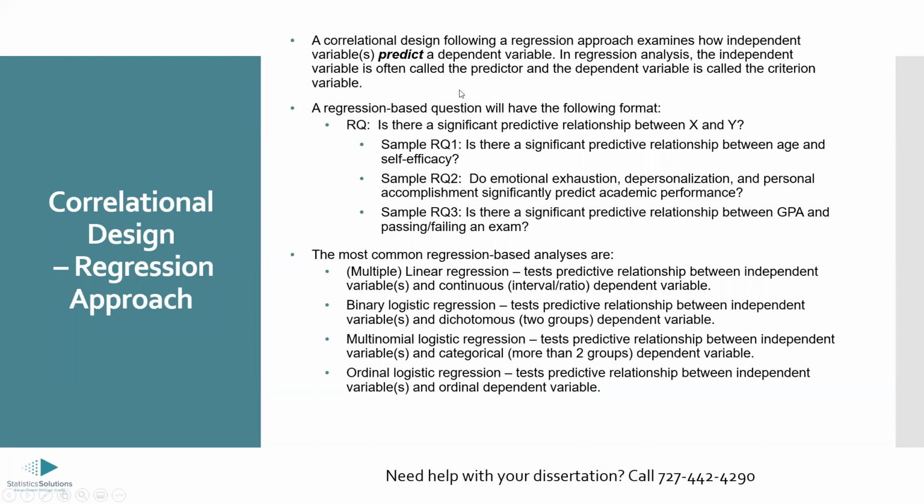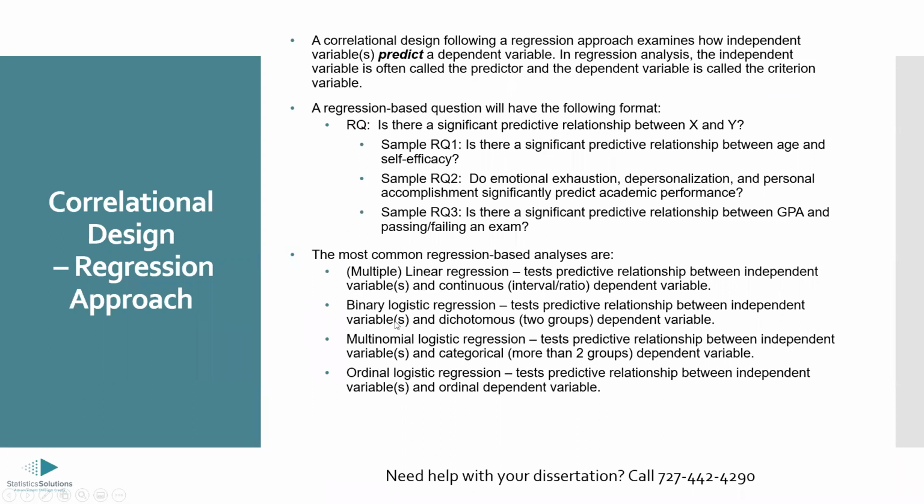So we've discussed the correlational analyses under the correlational design. As I mentioned before, there are also predictive analyses. So when you do a predictive relationship, you have independent variables and you have dependent variables. These are usually called a predictor and criterion, respectively. As you can see here, we have 3 sample research questions. The key words in here are significant predictive relationship. Once you see those 3 words, we can assume that we're looking at a predictive association. So we need to use regression models.